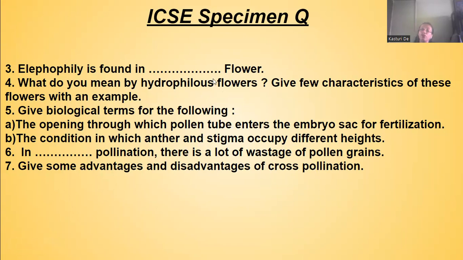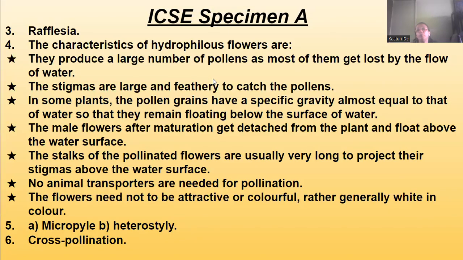So, hydrophilous flowers are those which are pollinated by water. Hydro means water, so hydrophilous means the pollinating agent here is water. Now, some of the characteristics: they produce a large number of pollen grains, as most of them get lost by the flow of water. Due to the flow of water, lots of pollen grains are destroyed, so a large number of pollens are required to be produced.